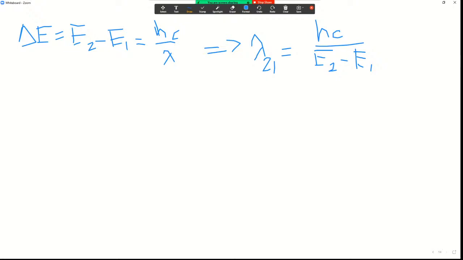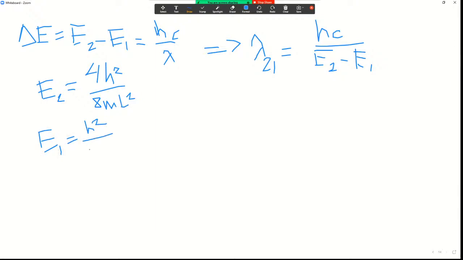Oh, and then E2, I guess you use the formula from that part. So E2 is 4hc, 4h squared over 8ml squared. Then E1 is h squared over 8ml squared. So that means that delta E is equal to 3h squared over 8ml squared.